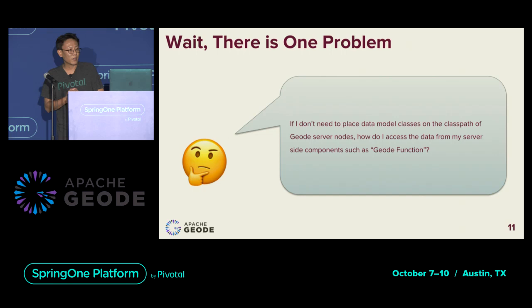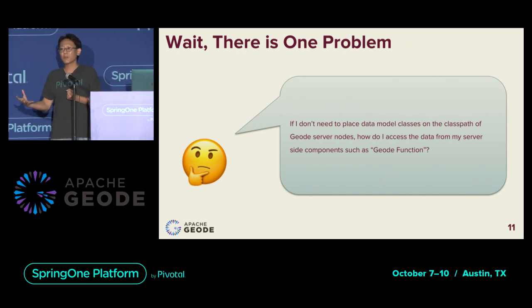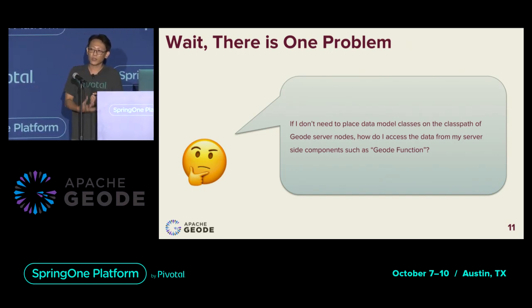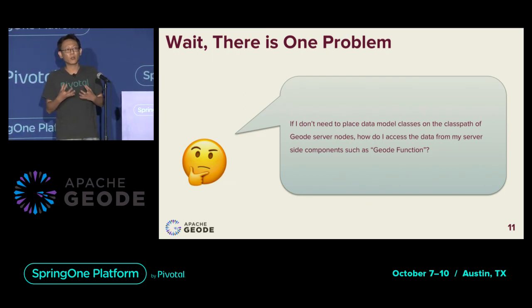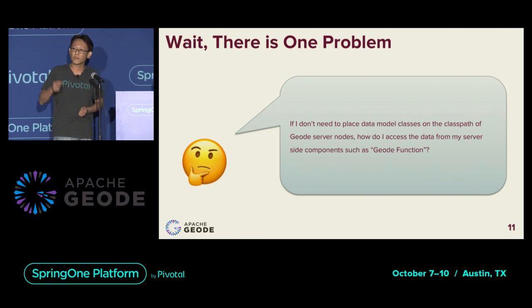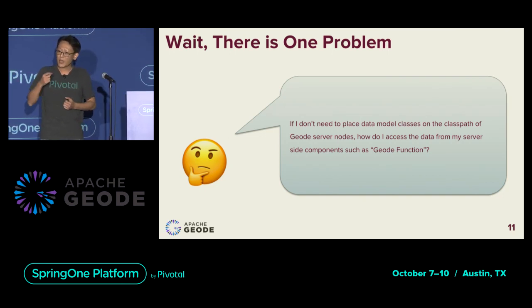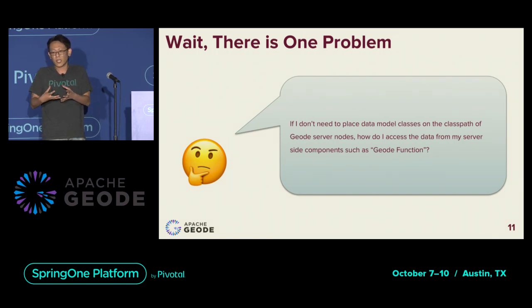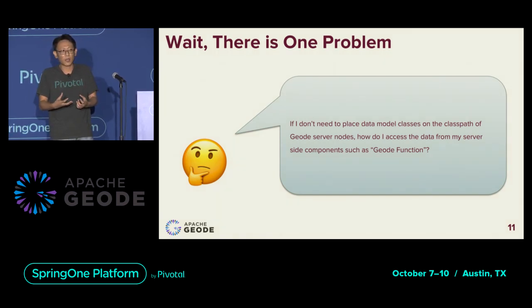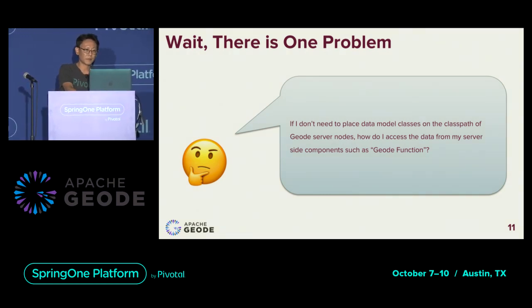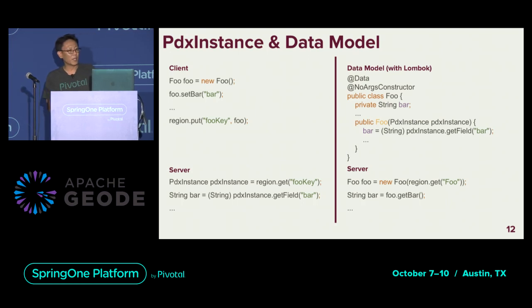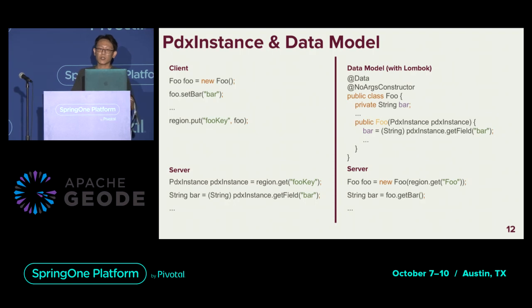But now there's a question, right? If I don't have to deploy the model to the server side, then how do I access the data? If I actually have a server-side component, such as functions, that function has code that needs to access certain attributes and data stored in the regions. How do I do that, if I don't have to deploy the model? So here are examples of how simple the code can be to access the data from the server side.